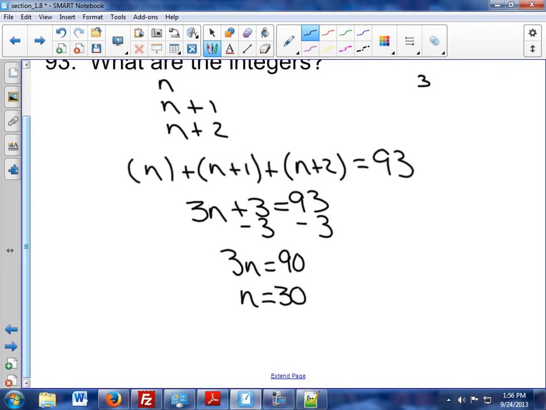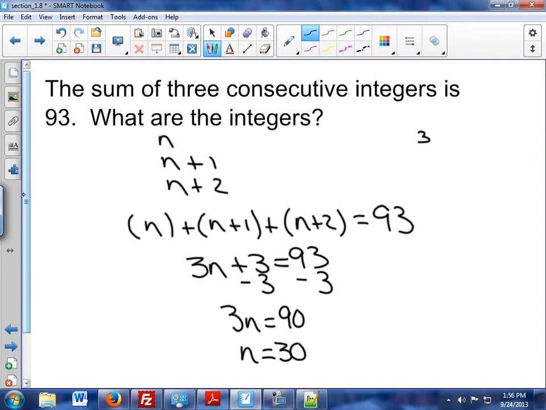Now if you get a fraction doing these, you did something wrong. Why? Because you're looking for what kind of numbers? Consecutive integers. You can't have fraction integers, okay? So, let's check our answer. 30, 31, and 32. I add all those together, I will get 93. How would you write this? Just like this. You have 3 answers. Okay?